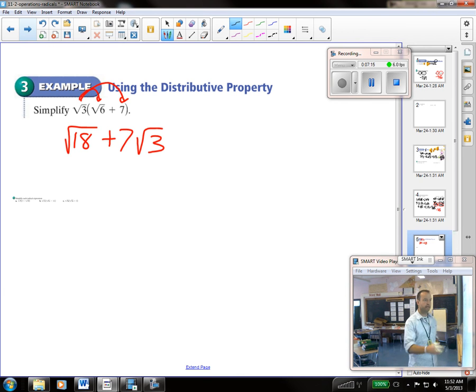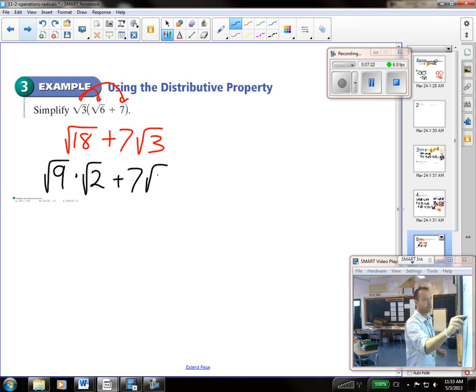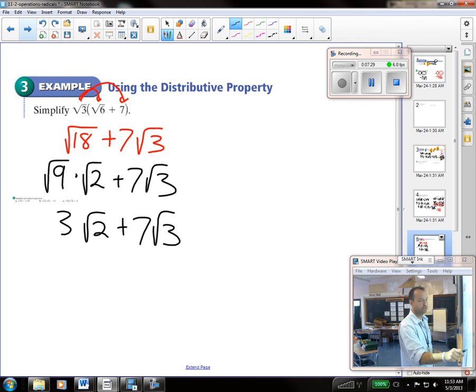Then I can deal with the 18. 18 simplifies. There's a square root of 9 times the square root of 2 plus 7 square roots of 3. I end up with 3 square roots of 2 plus 7 square roots of 3. And I cannot go any further. I have ducks and I have frogs, and there is no more magic princess to change one. They are already simplified. So there is no way to go any further with this. That is our answer. If they were like radicals, then we could go the step further and put them together.